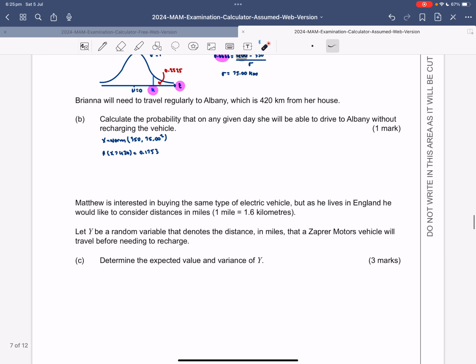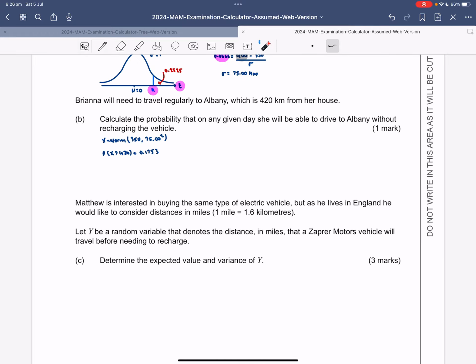Matthew is interested in buying the same type of electric vehicle, but he lives in England. He wants the distances in miles. Alrighty. Okay, so it's like a change of scale, change of origin question. 1 mile is 1.6 kilometers. Now be very, very careful. Miles is less than kilometers. Remember that? Miles is less than kilometers. So let y be the random variable that denotes the distance in miles. Determine the expected value and variance for y.